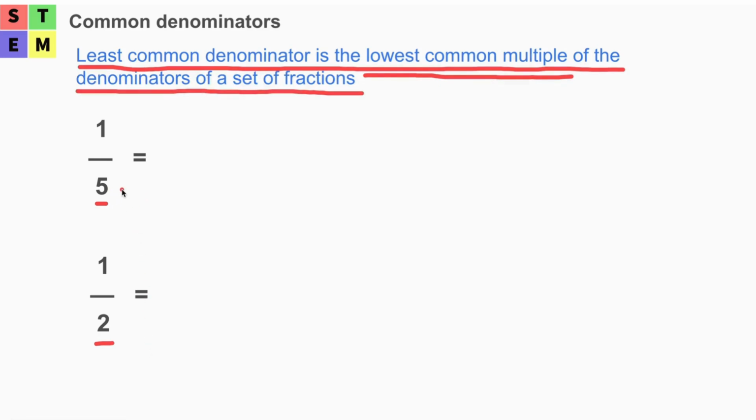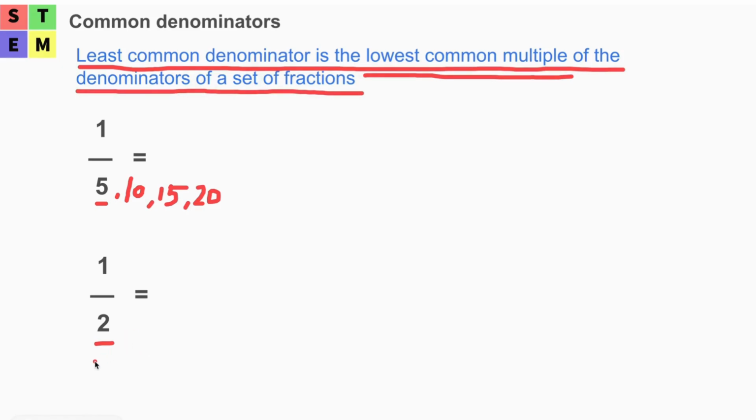So for 5, we're going to multiply by 2, 3, 4, 5, until we find the lowest common multiple. 2 times 5 is 10, then 3 times 5 is 15, and 4 times 5 is 20.